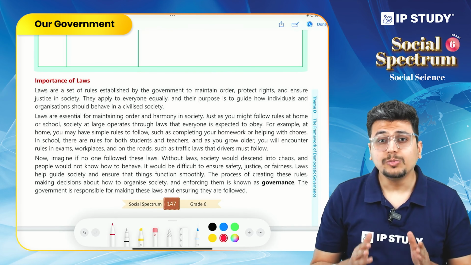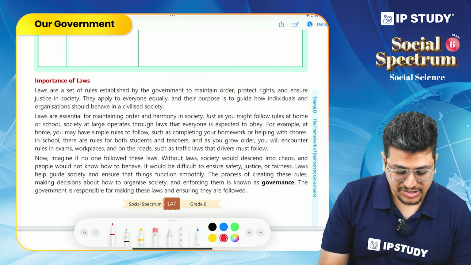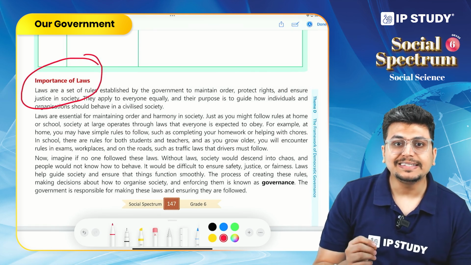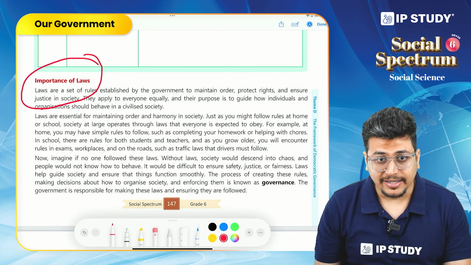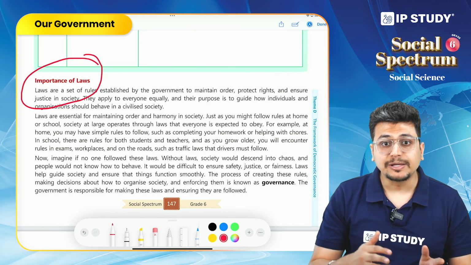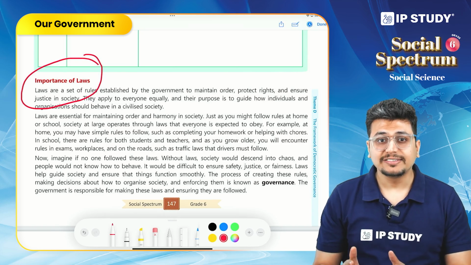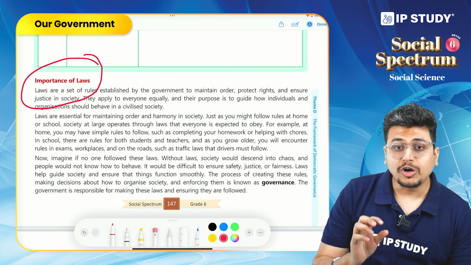So let us now move to the next important topic in this chapter. That topic is the importance of laws. Now, what is a law? A law is basically a set of rules that has to be followed by everyone, right? It is not that it is to be followed by one or two persons and exempted for another person. If that is the case, it is not fair, right? So the purpose of law is that only.